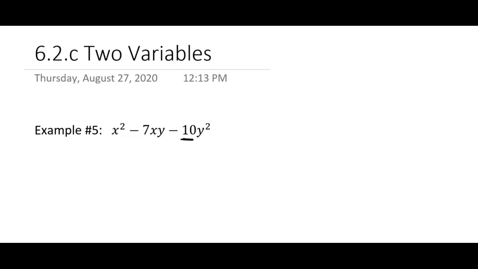So in this problem, it says two variables. In the last video, we did a problem with two variables. So again, we have an x and a y. I already have a line there. Okay, so we're looking for two numbers that multiply to be negative 10. Now this is our first one where the n number, that coefficient, was negative. So we'll talk about that. And then we want them to add to be negative 7.